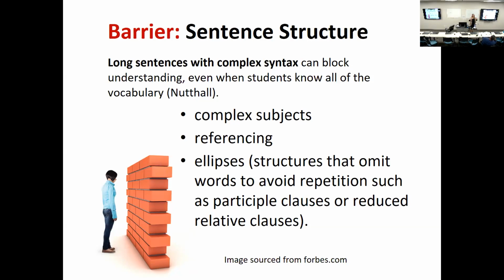And if we can remove some of those barriers and make the instructions easier to understand, so much better, right? So much better for these students. This is one way of looking at prompts. One of the things is complex subjects. And so, when you have teaching English language to international students who have never blah, blah, blah as your subject, that can make it more challenging. Referencing can be difficult, and ellipses are structures that omit words to avoid repetition. And I'm going to show you what that is.